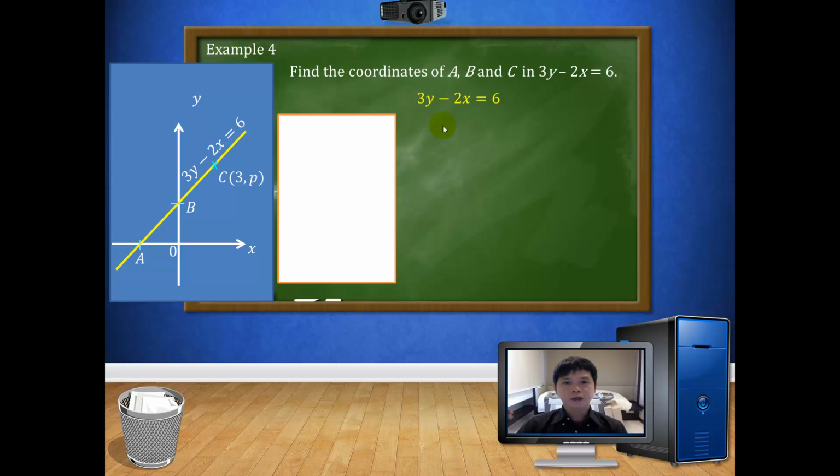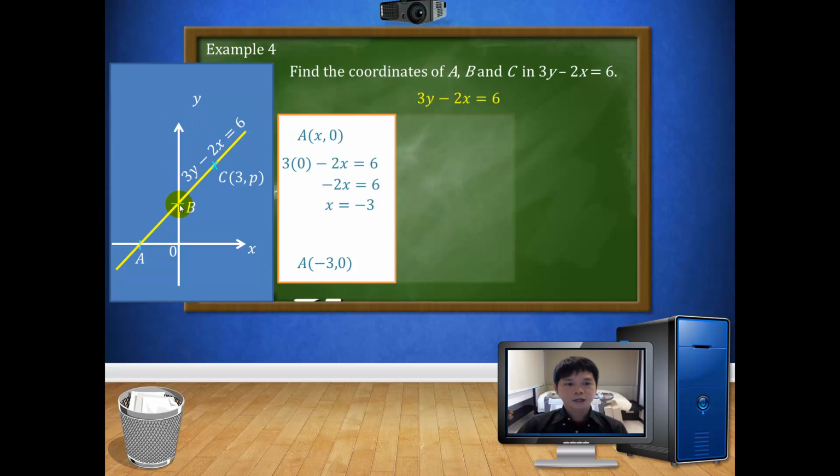Now, the coordinates of A can be given by x, 0. By substituting the value of x as x and the value of y as 0, we will get 3 multiplied by 0 minus 2x equals 6. And hence we will have negative 2x equals 6. We shall now divide both sides by negative 2 and we will have x equals negative 3. Therefore, the coordinates of A are negative 3, 0.